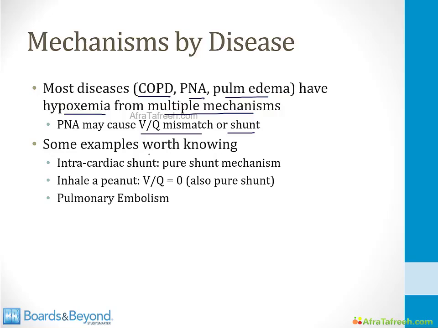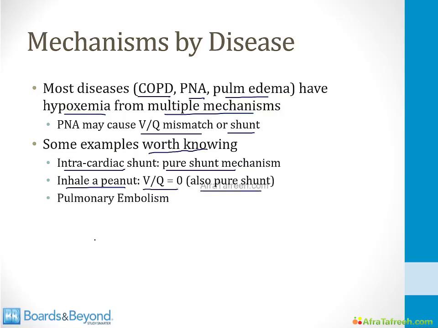There are a couple of examples that I think are worth knowing. Patients who have an intracardiac shunt, like an ASD or a VSD, develop hypoxemia from a pure shunt mechanism. They do not have VQ mismatch, they do not have diffusion problems. A child who inhales a peanut cuts off ventilation to a portion of the lung, and the VQ ratio in that section of the lung becomes 0. So hypoxemia in this setting is also due to a pure shunt mechanism.